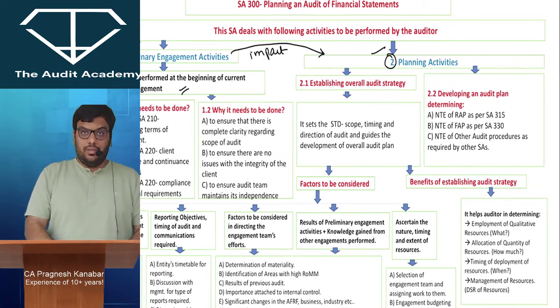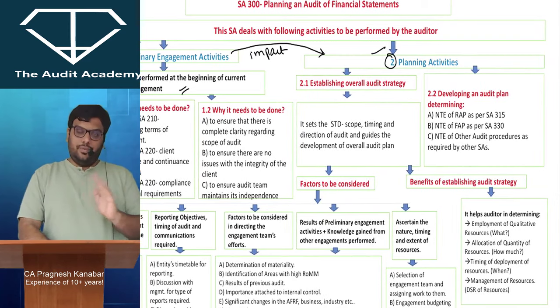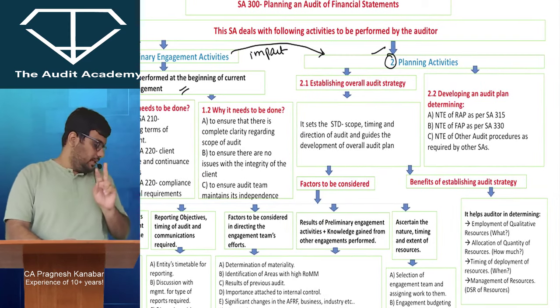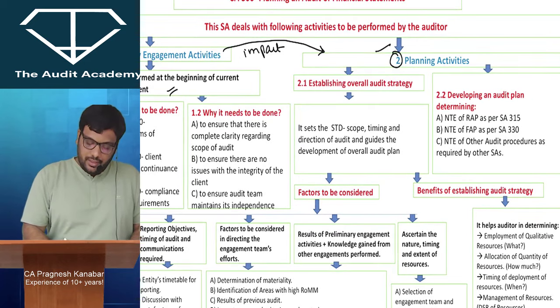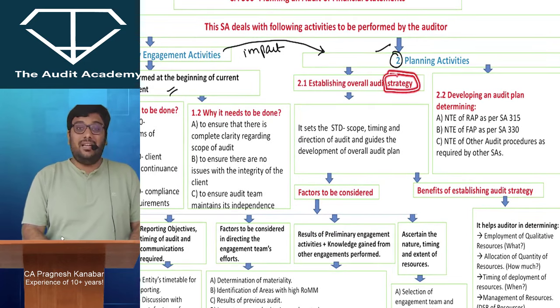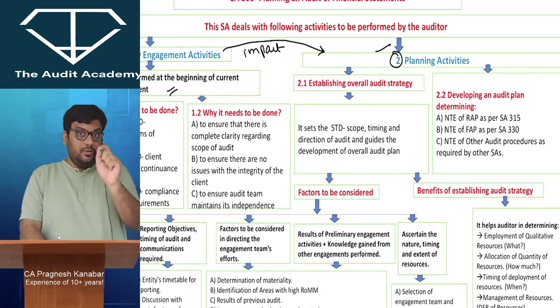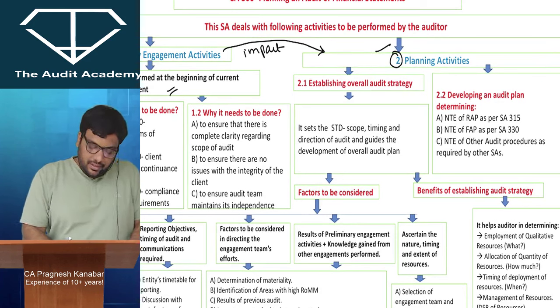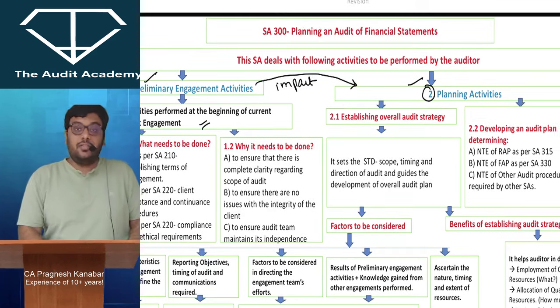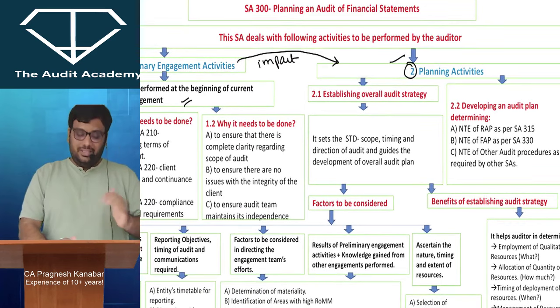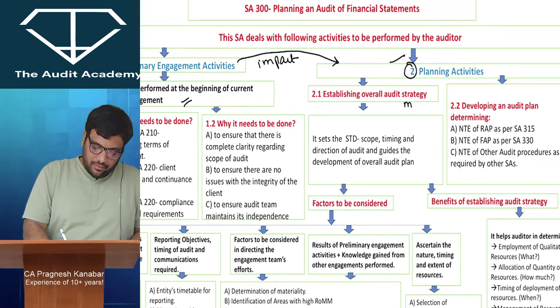Now when it comes to planning, the discussion of planning gets divided into two parts. One is that you have to establish a strategy, and second is you have to develop a plan. Listen to me very carefully. Why have I written strategy as 2.1 and plan as 2.2? Because strategy is nothing but mental work, lots of mental work.